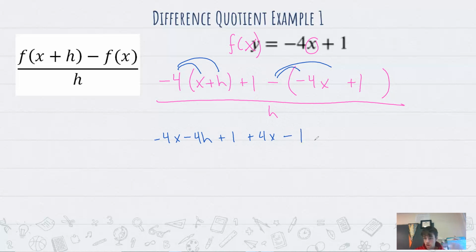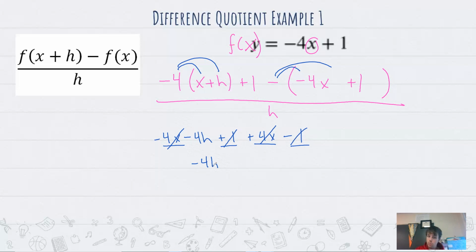All right, let's go ahead and do some calculations. We have negative 4x and positive 4x. Those cancel nicely. We have negative 4h. There's nothing for that to happen with. And then we have a 1 and a negative 1. So actually, those are going to become 0 as well.